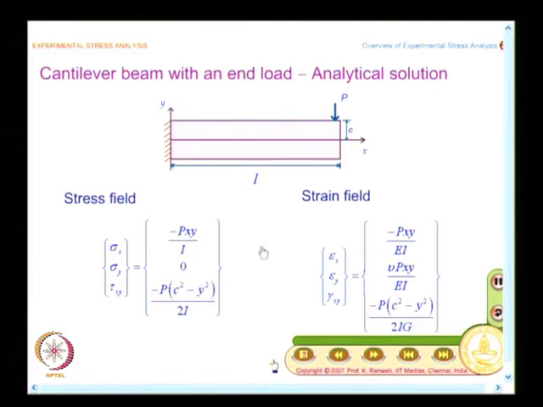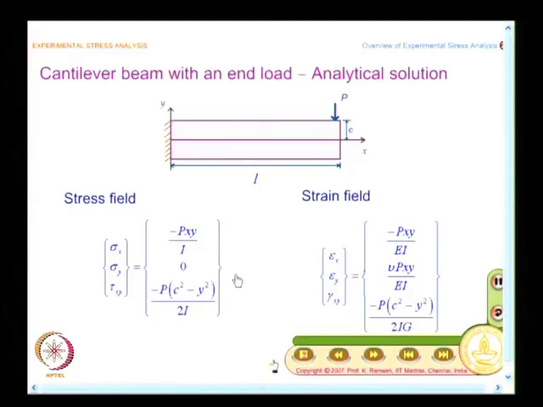What you may not have done is, you may not have calculated the strains, and the strain field looks like this. I have epsilon x equal to minus P x y divided by E I, epsilon y is nu times P x y divided by E I, and gamma xy is minus P times c squared minus y squared divided by 2 I G. And obviously here the stress field is a little more complex, the strain field is a little more complex, and you will also anticipate the displacement is going to be more complex than what you have seen in the case of a beam, and we will have a look at it.